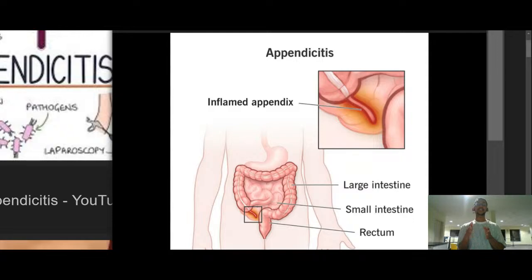What can actually happen is that the walls can get weaker, thinner and thinner, and the walls of the appendix can burst. And that pus can create peritonitis in the abdomen as well. Now, in terms of the clinical features, patients do experience abdominal pain, nausea and vomiting, loss of appetite, fever, as well as diarrhea and constipation.